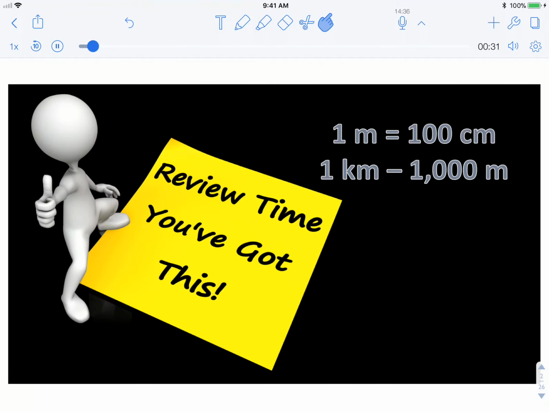Okay, let's just review a little bit. Just a reminder, 1 meter equals 100 centimeters. 1 gram equals 100 centigrams. See how that works? 1 kilometer equals 1,000 meters. 1 kilogram equals 1,000 grams.